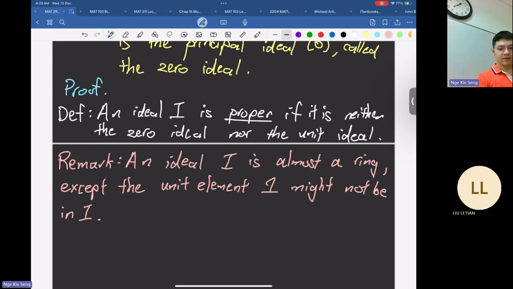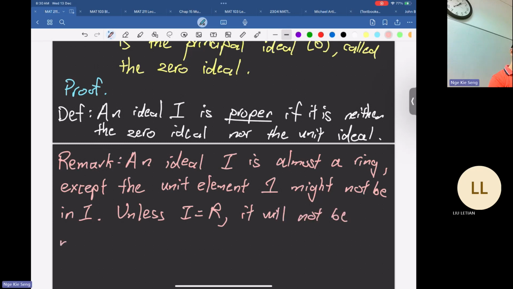Unless one is in there, because if one is in there, you just look at the whole ring. So unless I equals R, it will not be what we call a subring. So an ideal is almost always not a ring. If it's a ring, then you must contain one. If you contain one in your ideal, you will get back the whole ring. So an ideal is a very special existence.